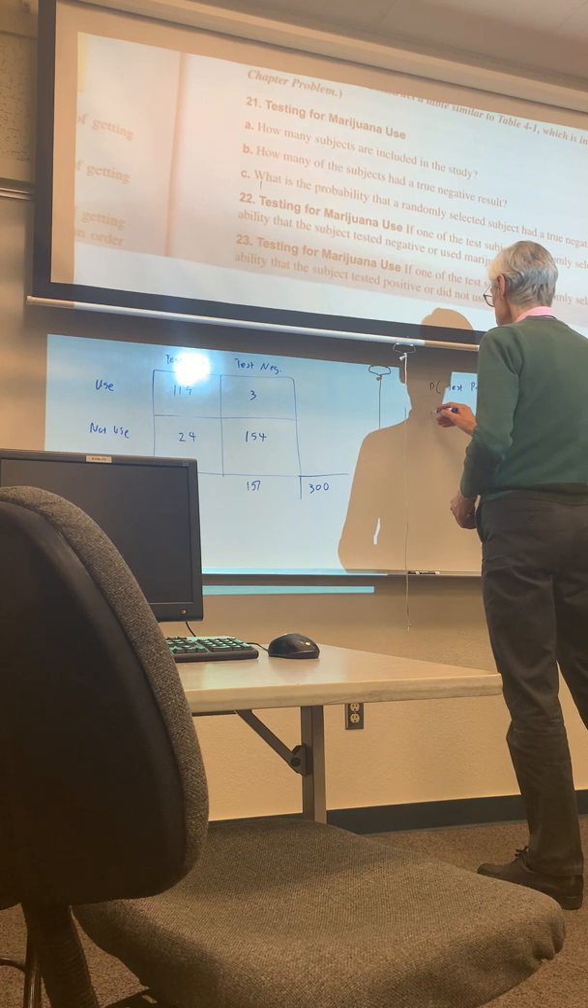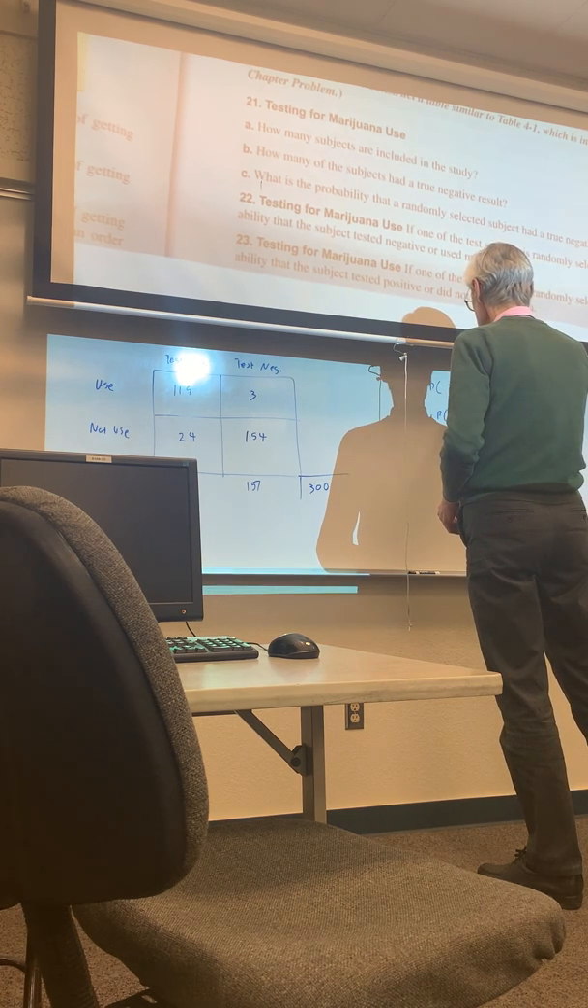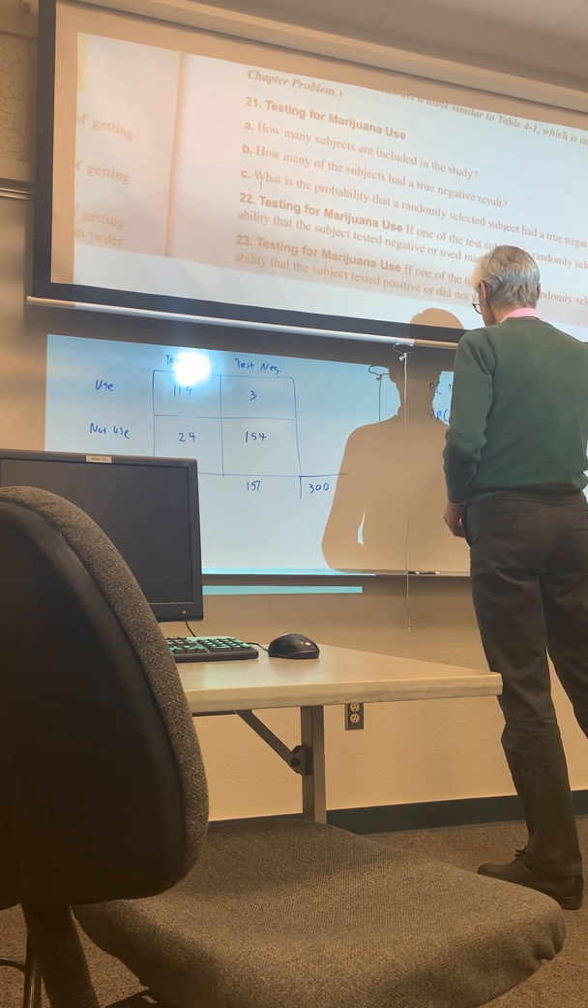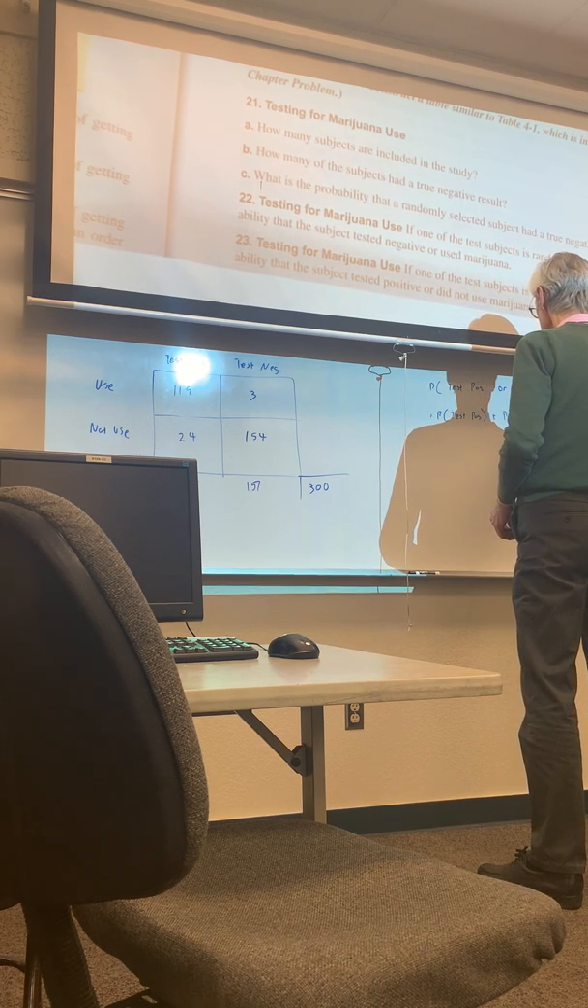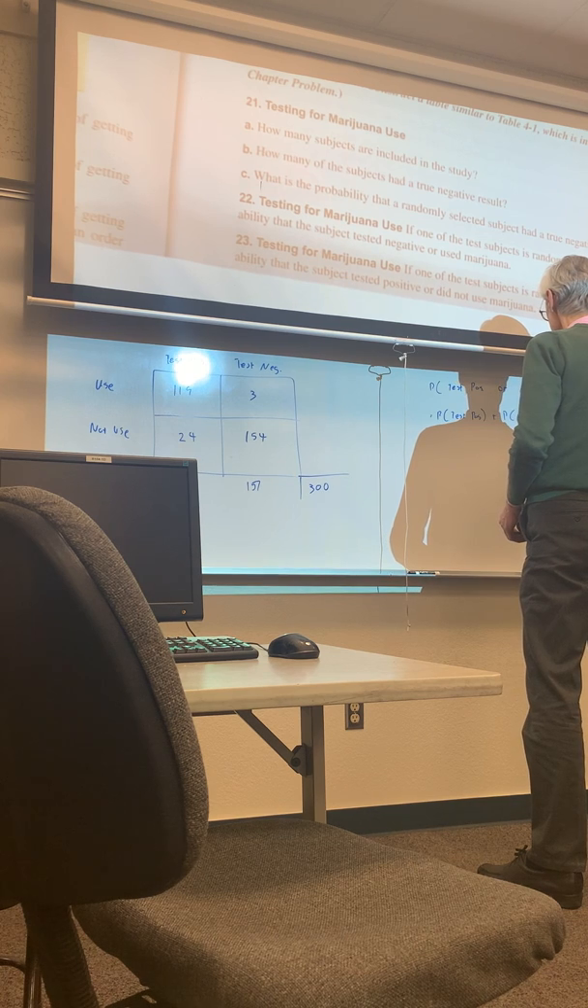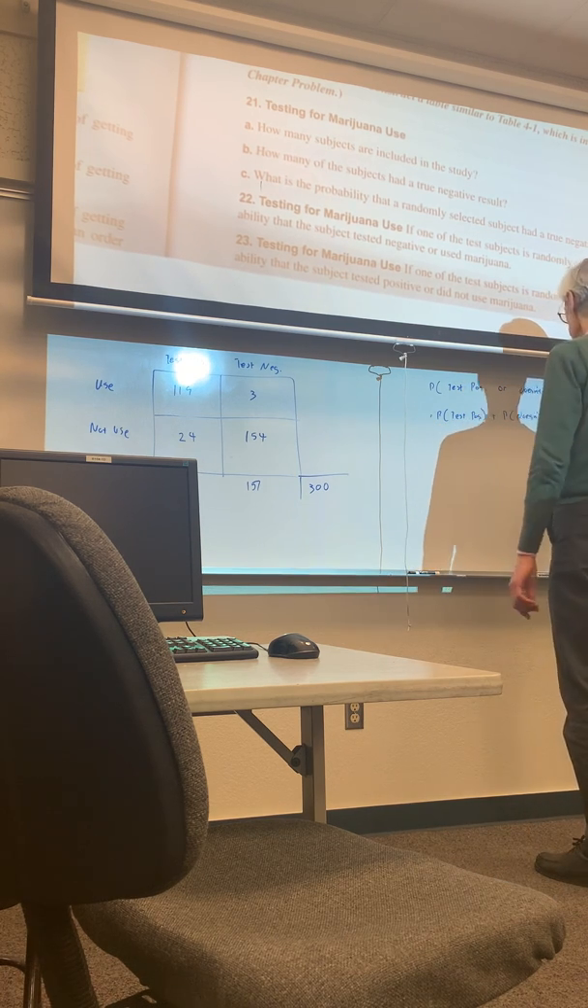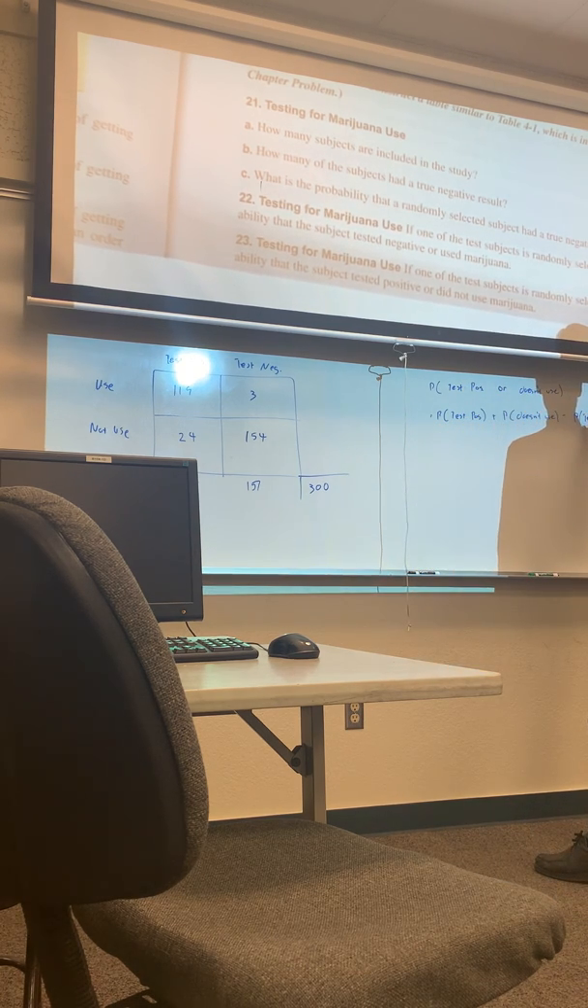So this is an or, this is equal to the probability of test positive plus the probability doesn't use, or didn't use, minus the probability test positive and doesn't use. Okay, so recall this is the addition rule. Now it's easier just to get it directly off the table. Okay.